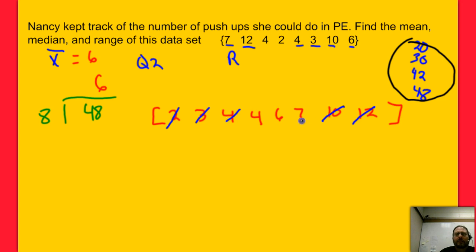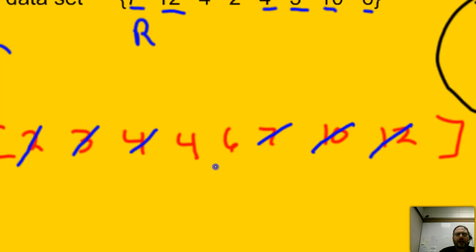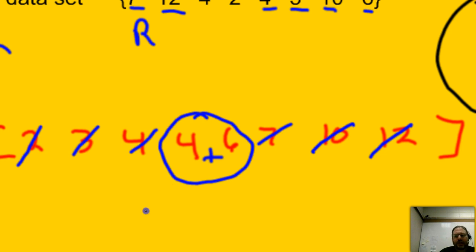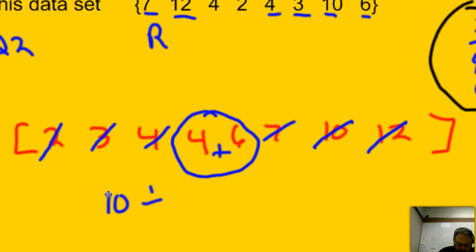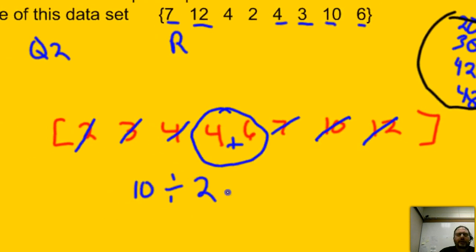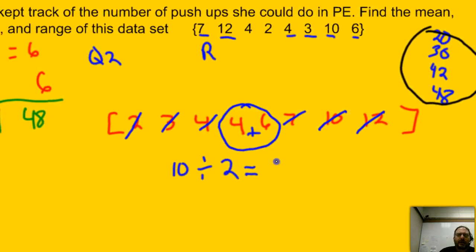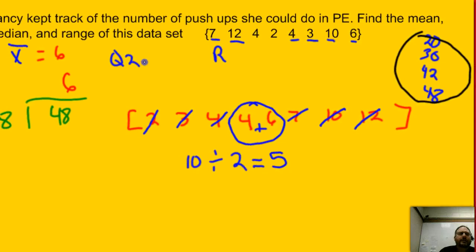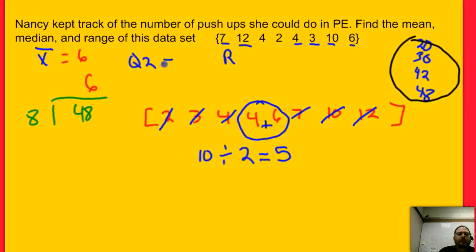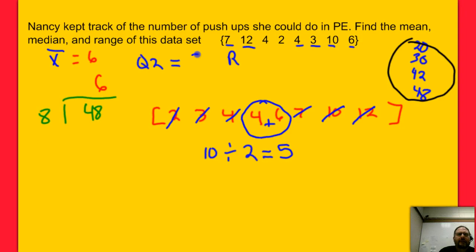So now I'm going to cross off my 4 and I'm going to cross off my 7. I've got 2 numbers in the middle. How do I solve that? Add the 2 numbers together. Sometimes you have 1 number in the middle, then you're done. In this case, I have to do one more step because I have 2 numbers in the middle. So I do 10 divided by 2. Can you tell me where that 10 came from? Exactly. I added 6 plus 4 together. When I divide by 2, I get 5. So my median, my Q2, is 5.